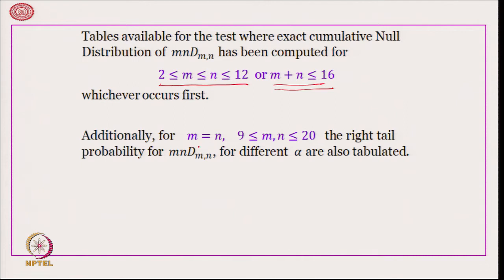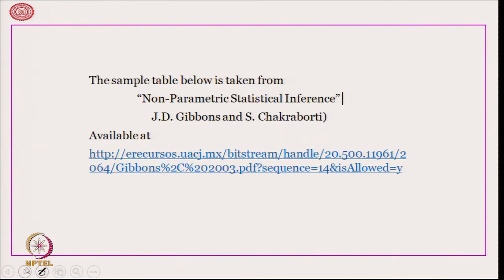Additionally, for situations when m is equal to n, that is the sample size is the same for both x and y, then for all the values between 9 to 20, the right tail probability for m n multiplied by D_mn is tabulated for some different values of alpha. So, let us first look at the table which we have taken from this URL, and it is from the book by J. D. Gibbons and S. Chakraborty on non-parametric statistical inference. I have been referring to this book many times. So, if you want, you can look at it. It is available over the internet, and you can look at this table.